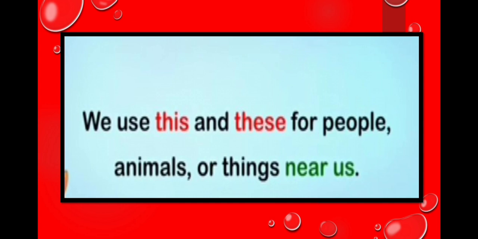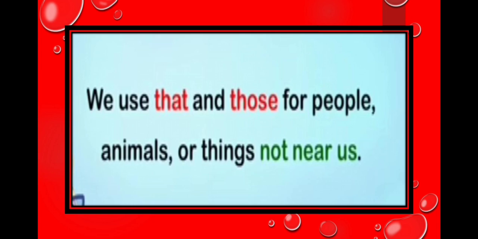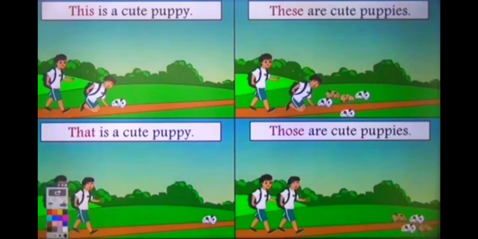We use this and these for people, animals or things near us. It means this and these are used for people or things that are near the speaker. But we will use that and those for things that are further away from the speaker. So here it is written, we use that and those for people, animals or things not near us. It will be clearer by the following examples.